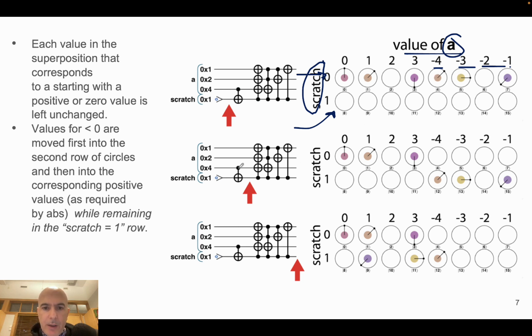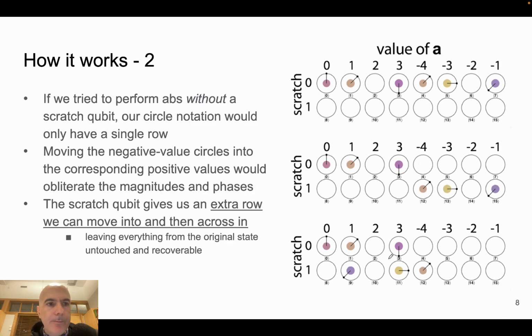Then we did a first controlled-NOT operation, and the effect of this controlled-NOT operation is the following. We move the negative quantum state integers to the second row. What happens then when we apply the negation? What we're going to do is to move them to the positive numbers of our quantum system.